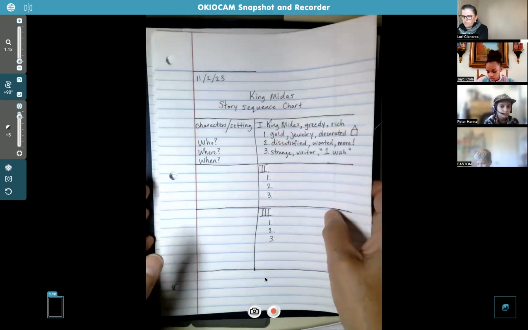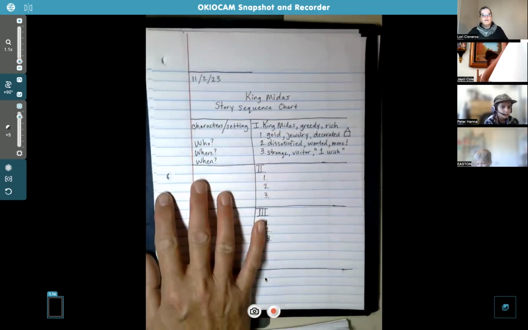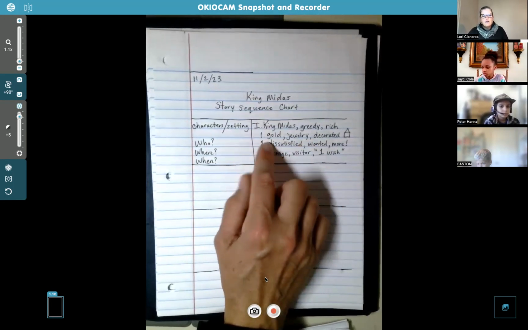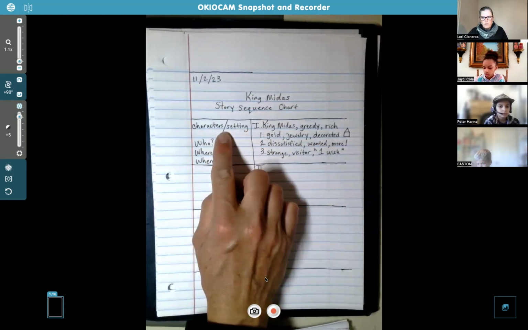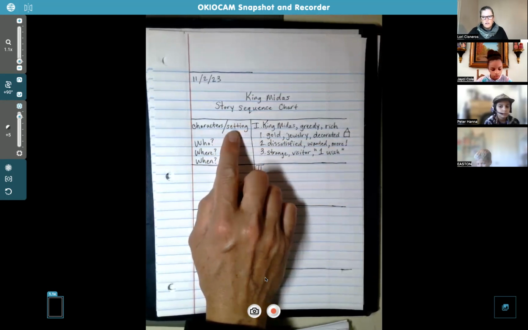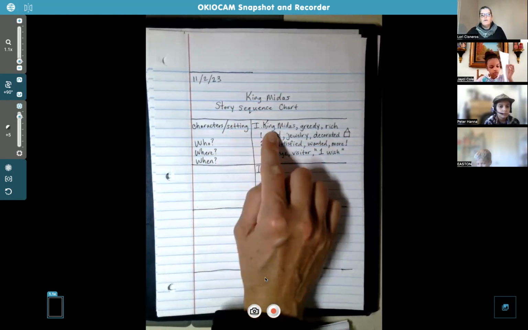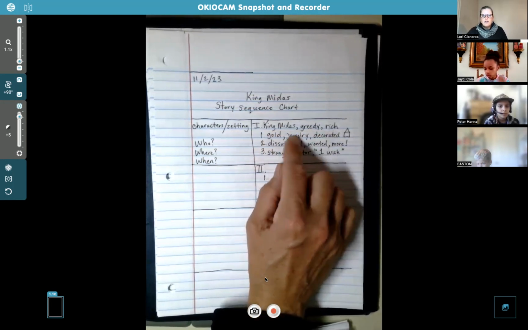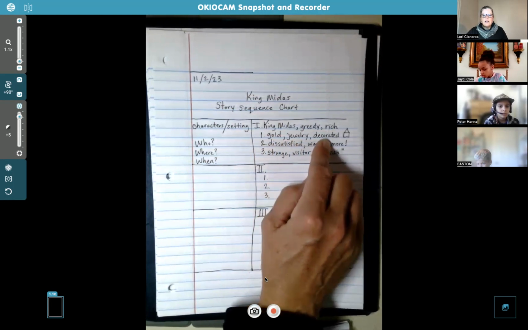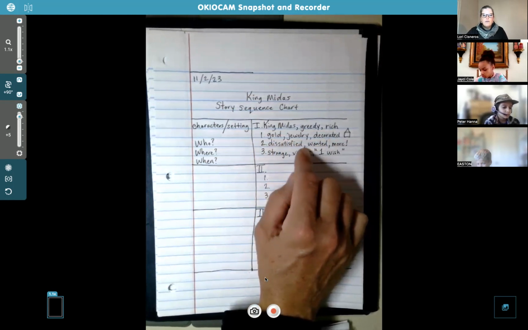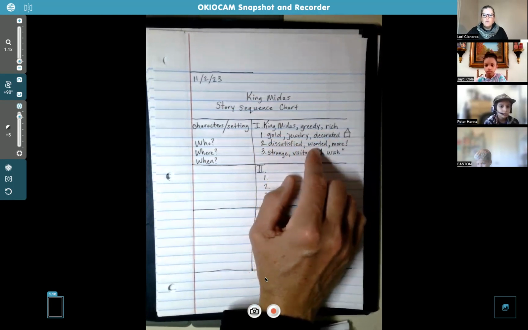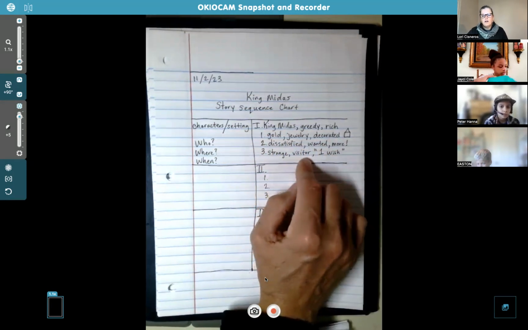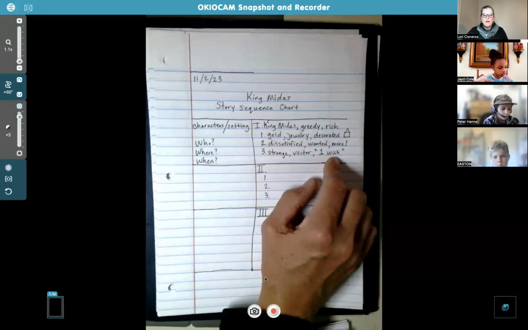I want you to have your paragraph nearby too. But your story sequence chart, we did this last week. We talked about the characters and setting. Remember, that's how we usually start a story, talking about the characters and setting. We have King Midas and that he was greedy and rich. He had gold jewelry and he decorated his house with gold, but he was dissatisfied. He wanted more gold. And then comes the strange visitor and he grants him one wish.